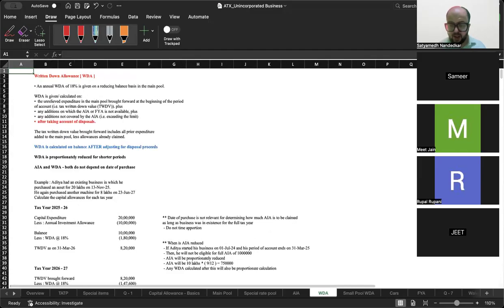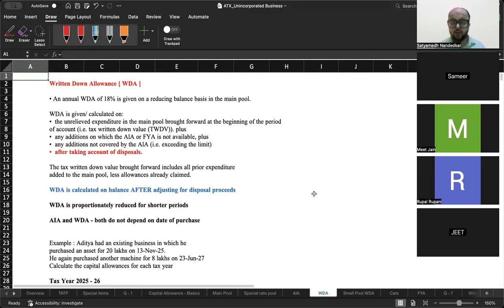How do you get WDA? WDA you get on the written down value of the asset, which we call the tax written down value. WDA is calculated after the adjustment of proceeds and it is proportionately reduced for shorter periods. Now think about it. My total assets purchased are 13 lakh. From that 13 lakh, I subtract 10 lakh annual investment allowance, and after that, I am left with 3 lakh. On the remaining 3 lakh, then I will charge another 18% written down allowance.